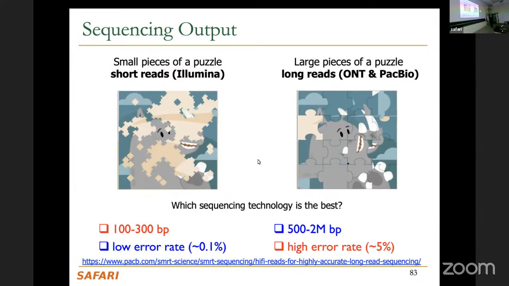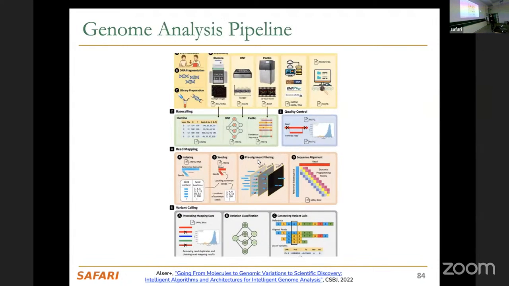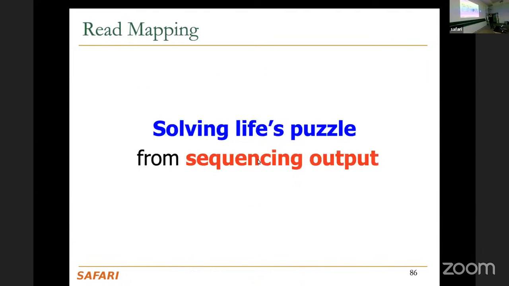But the benefit of Illumina is that it usually has a lower error rate as opposed to the long read sequencing technologies. They have relatively higher error rates in the data that they are generating, meaning you may construct the puzzle relatively easily, but the puzzle that you construct might be inaccurate compared to the original one. So, let me quickly describe how we are analyzing, how we are making that sequence comparison efficiently.